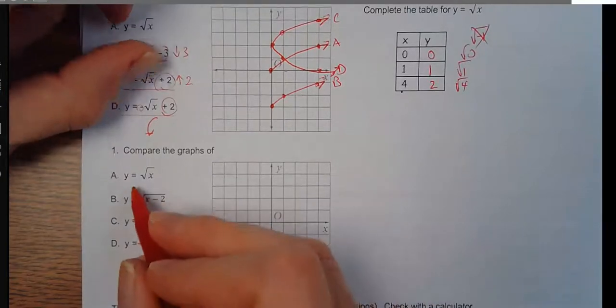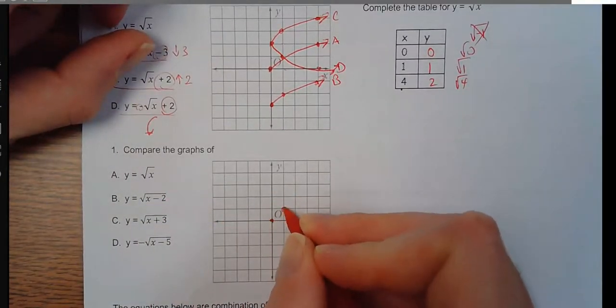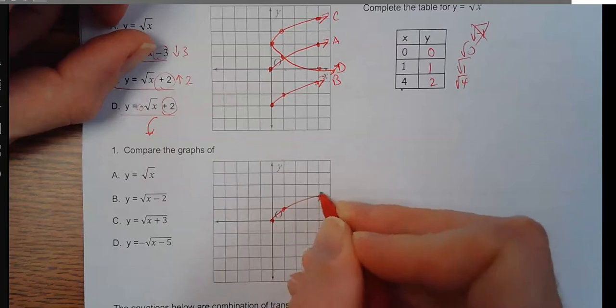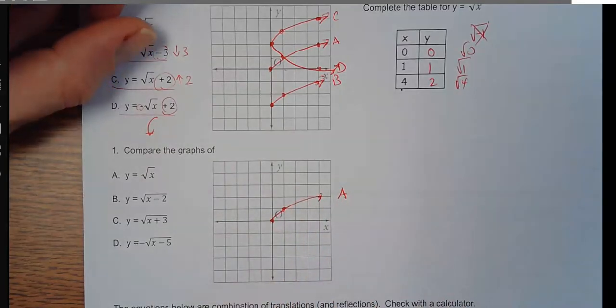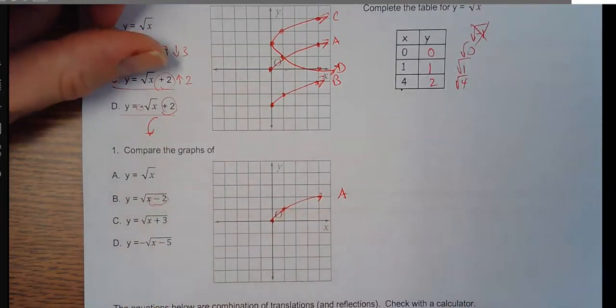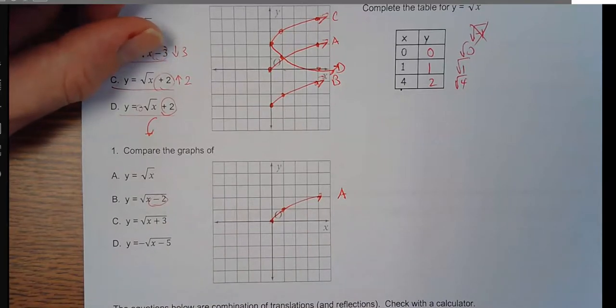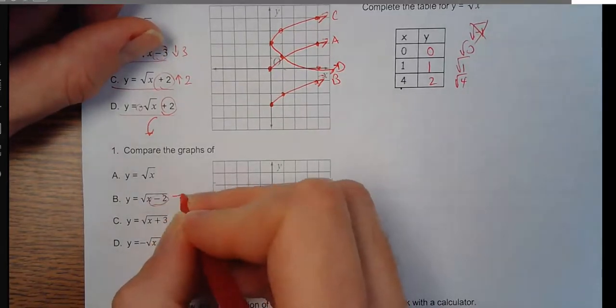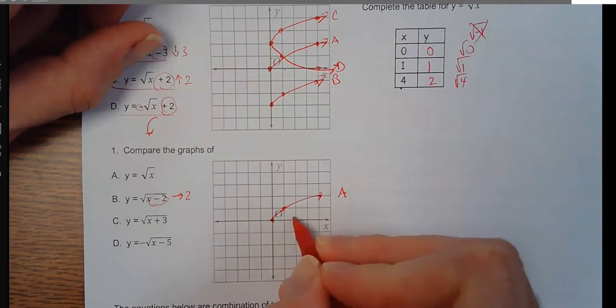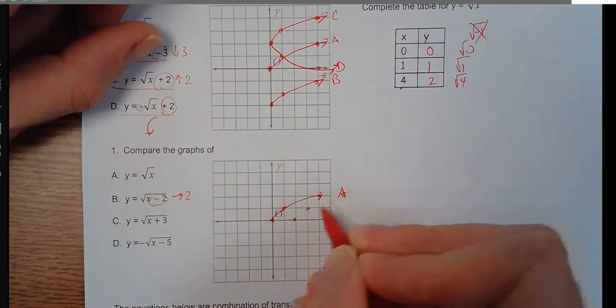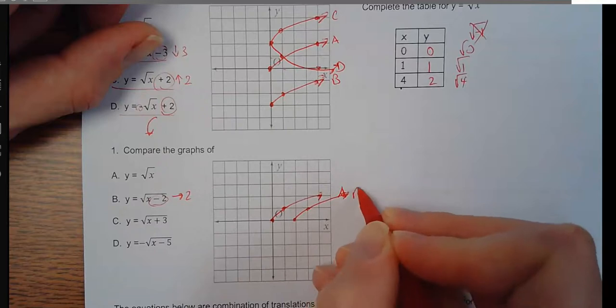Now let's do some left and right shifts. So original, there's A, there's my original square root function. A -2 on the inside. It's on the inside, so it's left and right, but this one's opposite what you think, so it's going to be right 2 units. So all these points go right 2 units. Okay, there's B.